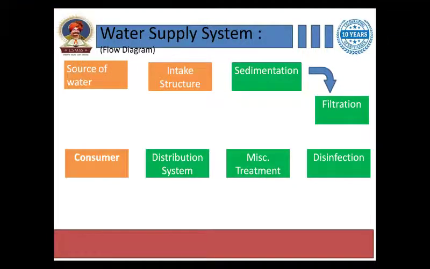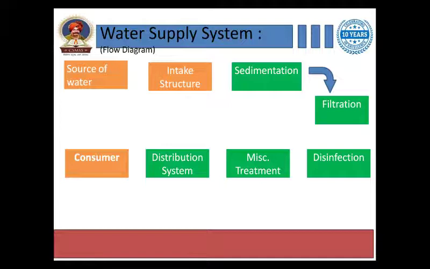Hello friends, in this topic we will study the water supply system, right? What is the flow chart for the water supply system, or what are the steps which we will study in this flow diagram? While studying the water supply system, we have to study it from the source to the consumer, right? Consumer means the population to which we have to supply the water, right?